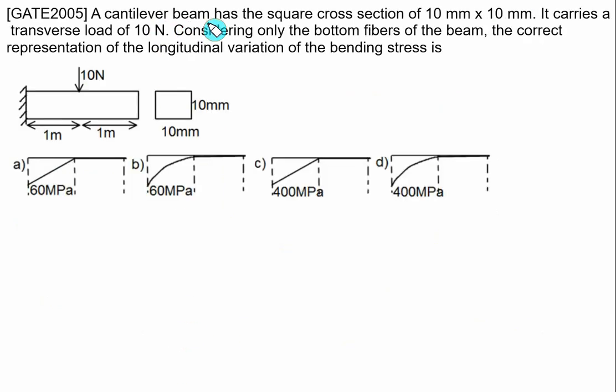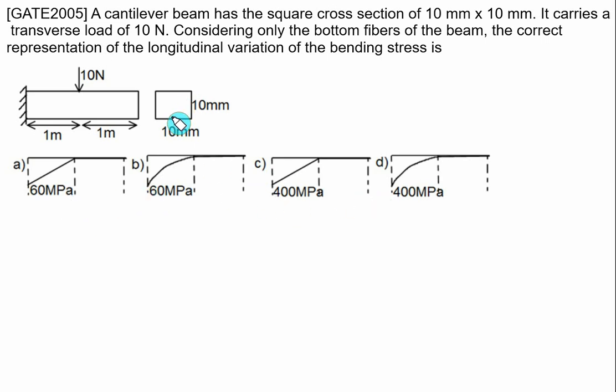A cantilever beam has a square cross section of 10 mm by 10 mm as shown in the figure. It carries a transverse load of 10 Newton exactly at the half. Considering only the bottom fiber of the beam, we have to find out the correct representation of the longitudinal variation of the bending stress. Either A is correct, B is correct, C is correct, or D is correct.